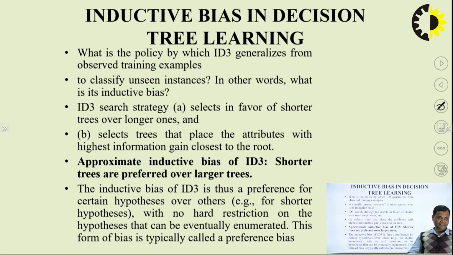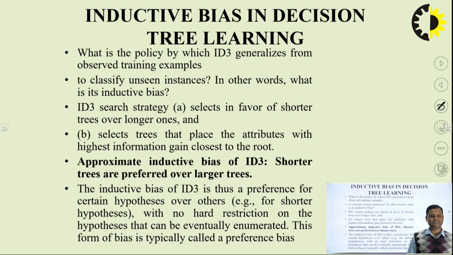Now, inductive bias in decision tree learning. What is the policy by which ID3 generalizes from observed training examples to classify unseen instances? In other words, what is its inductive bias? What is the bias in the case of the decision tree? The ID3 search strategy selects in favor of shorter trees over longer ones. This is the inductive bias associated with the decision tree.